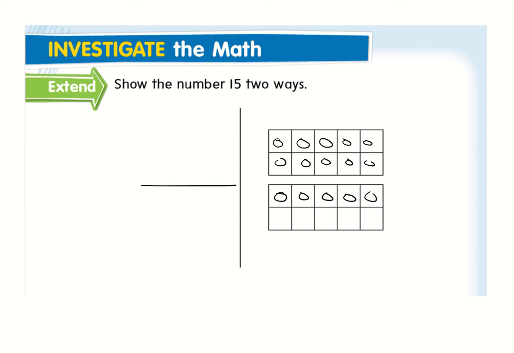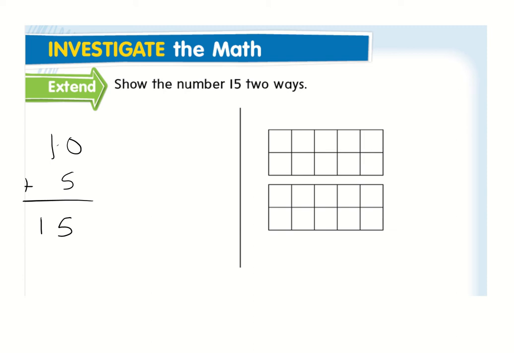So this is the first way that we can make 15. We're going to do 10 on the top plus 5 on the bottom. That's going to equal our 15 right there. Now let's see if we can do it another way, because there's more than one way to solve a lot of math problems here, boys and girls.